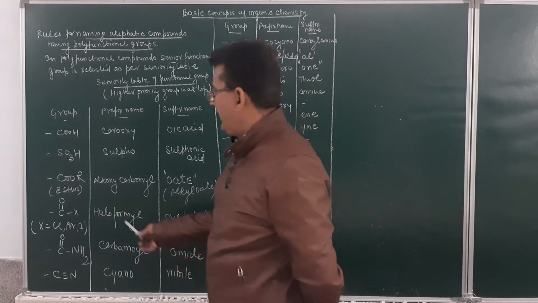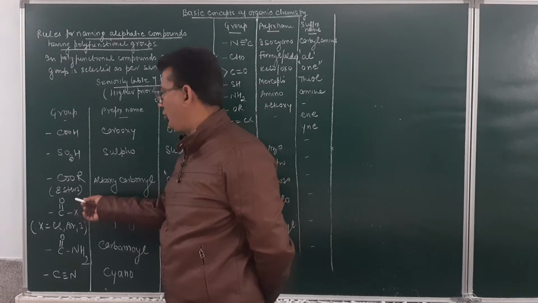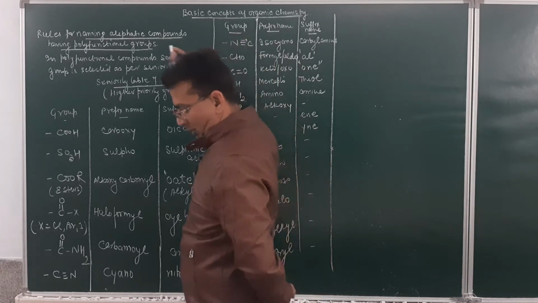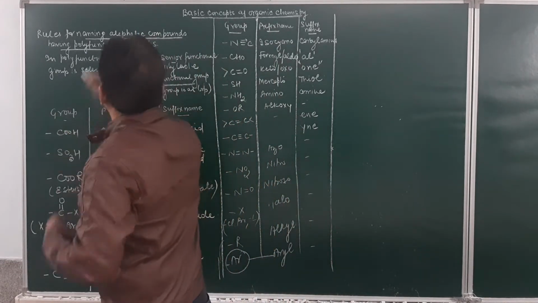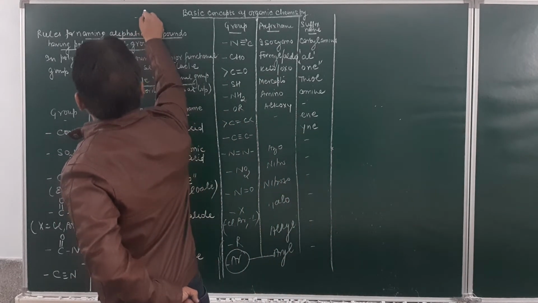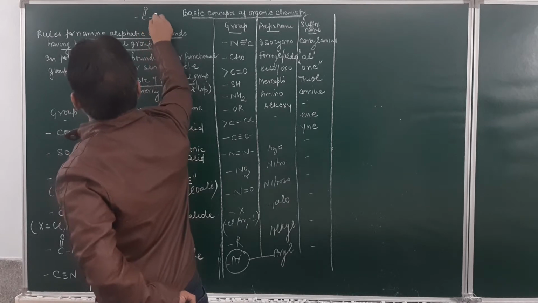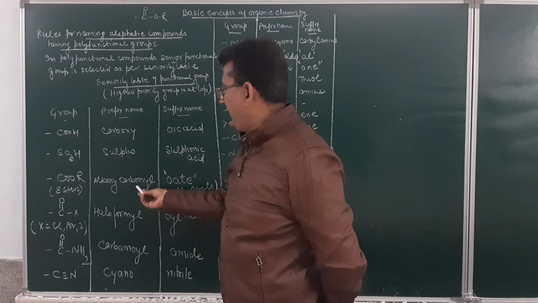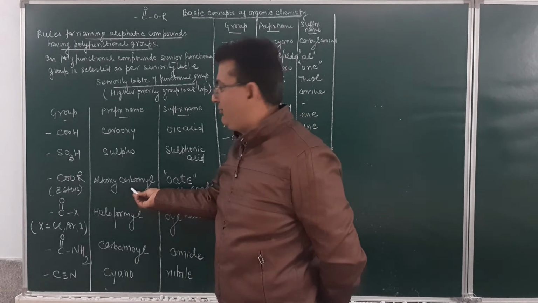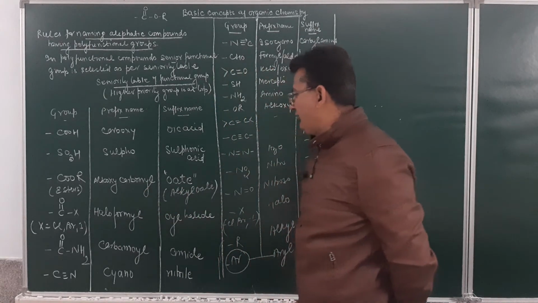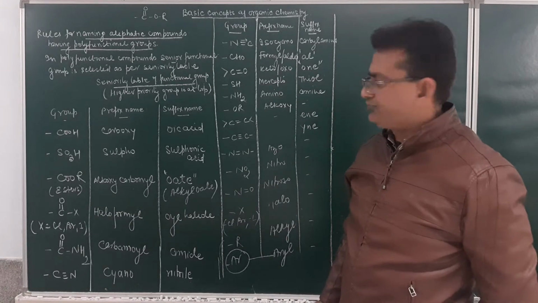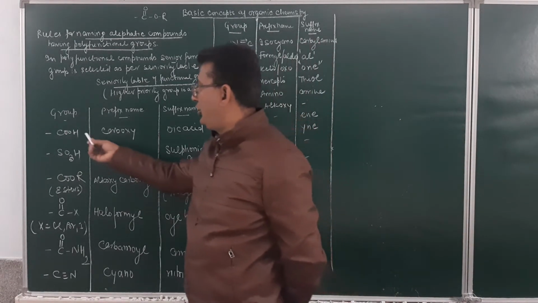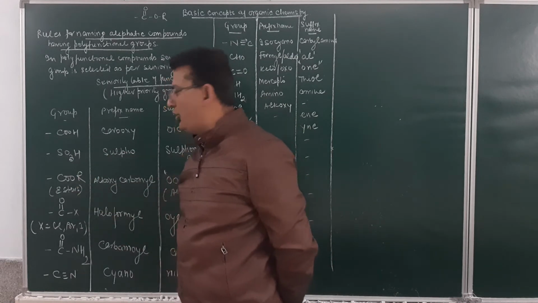Then we have esters. You must learn this thoroughly. It is symbolized as C double bond O, OR. Esters can also be written in this manner, C double bond O and then O and R. For esters, the prefix name will be alkoxycarbonyl and the suffix will be oate, and they will be named as alkyl oate. So the senior most is COOH, then SO3H, then COOR.